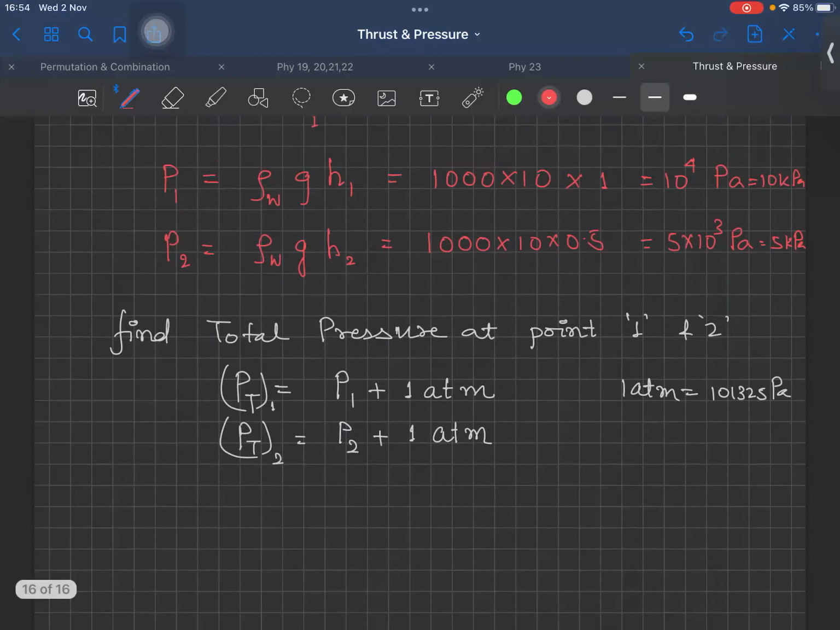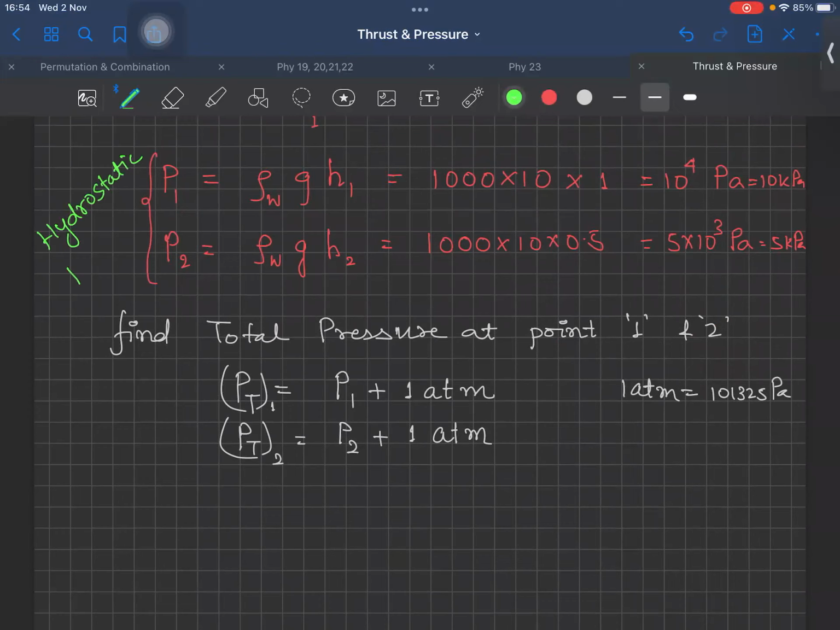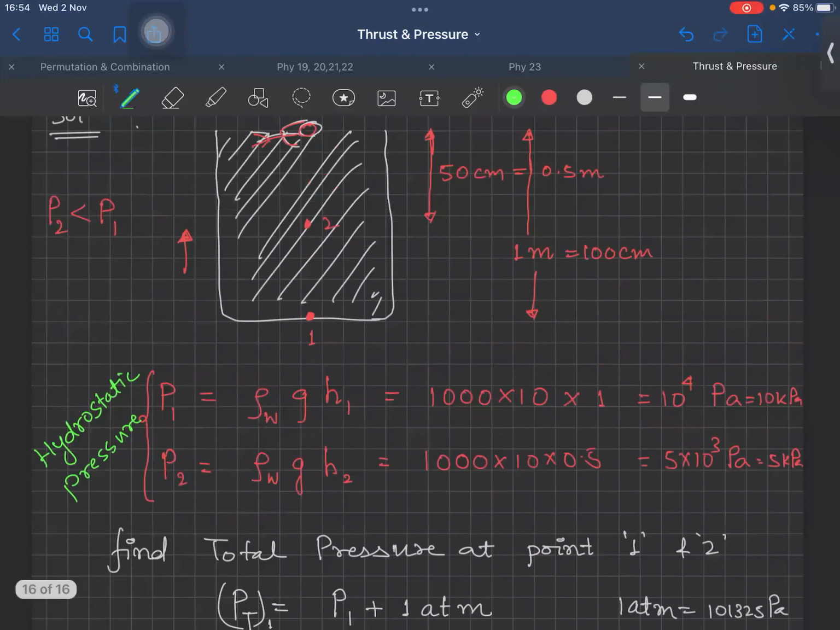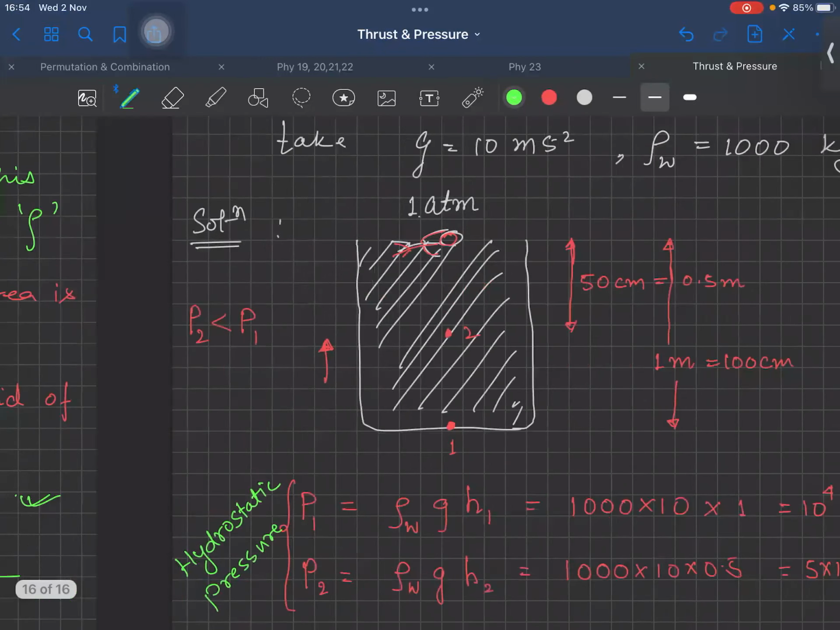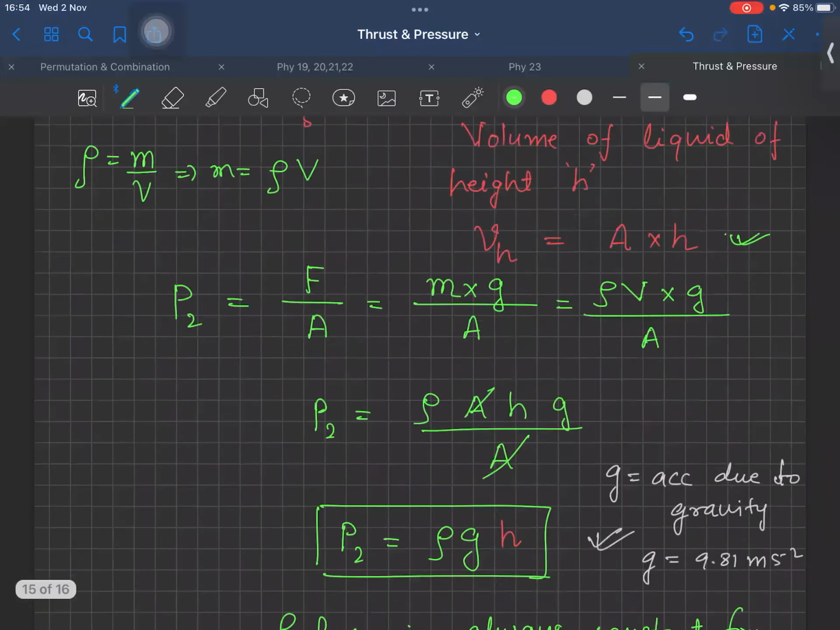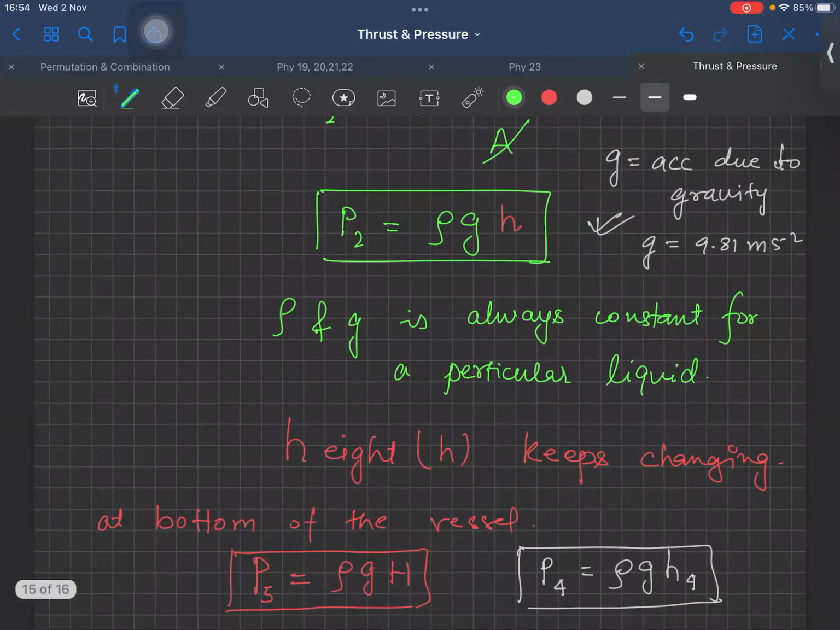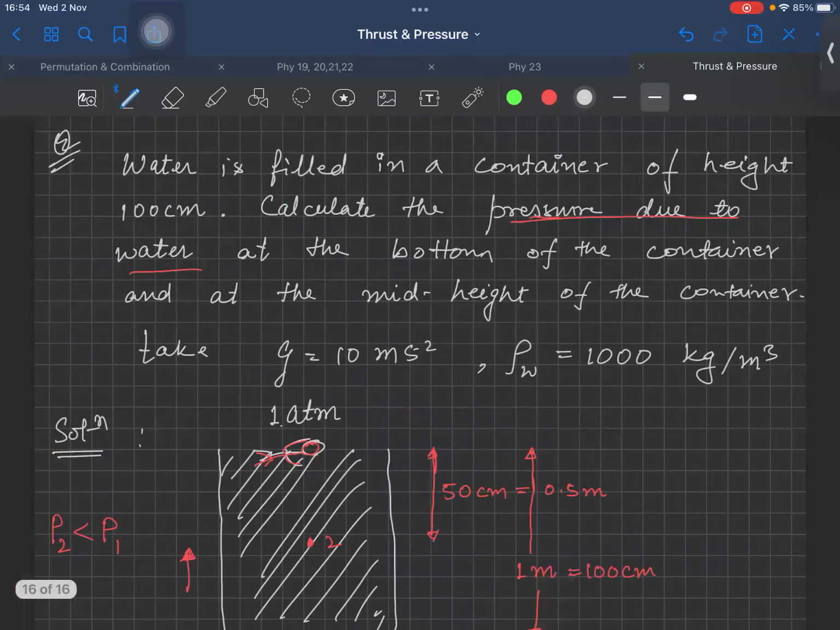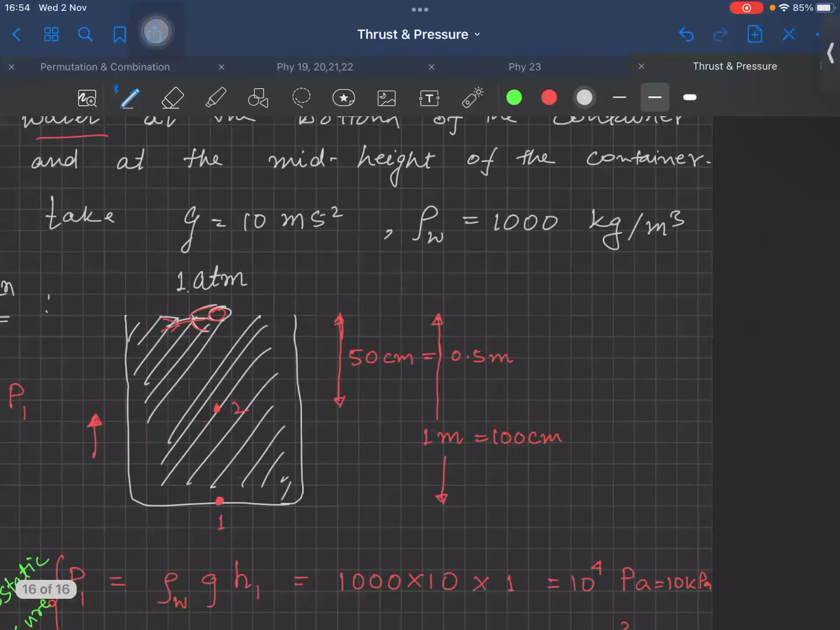And see, this pressure due to this water or this fluid is called hydrostatic pressure. Okay, this pressure is called hydrostatic pressure. So the pressure that we have calculated is called hydrostatic pressure. Okay, understood? So this is what hydrostatic pressure is.